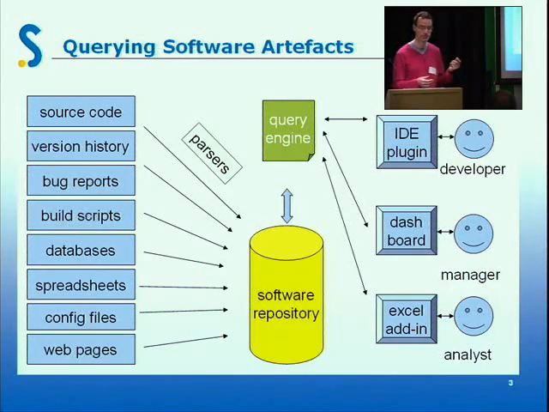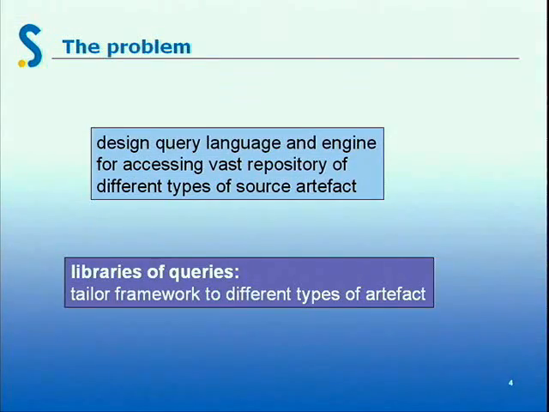So, if we want to make this vision come true, we'll need a software repository that can deal with all this large variety of information. And obviously, it will have to be efficient. And then also, we want to be able to query it in many different ways. So in my view, this all boils down to the following technical problem.